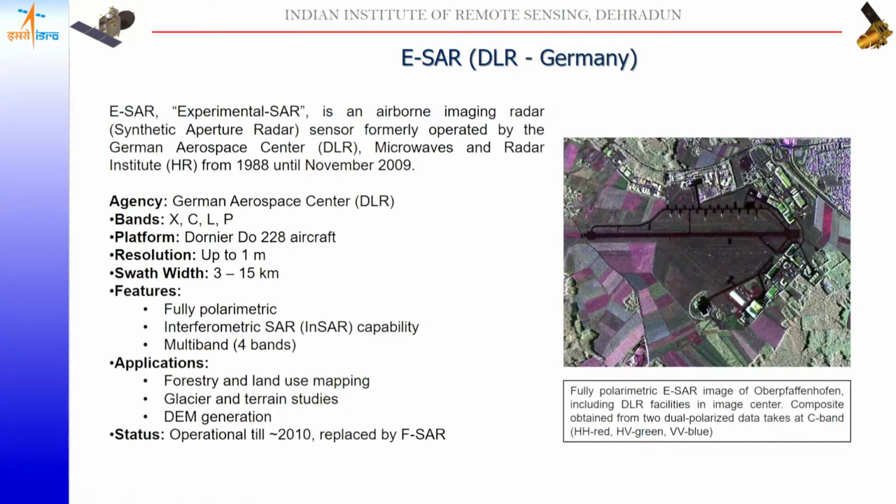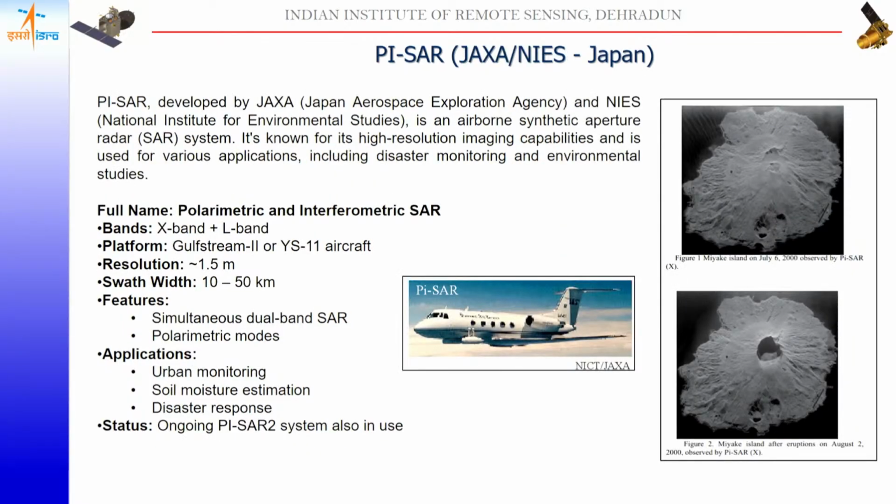Another airborne system developed by the DLR Germany is called the ESAR, or we can say experimental SAR. It has all the bands X, C, L and P, and we can visualize this image here, how well we can see the full polarimetric ESAR image. It has a resolution up to 1 meter and a swath width of 3 to 15 kilometer. It is fully polarimetric and has InSAR capabilities also, and it was operational till 2010.